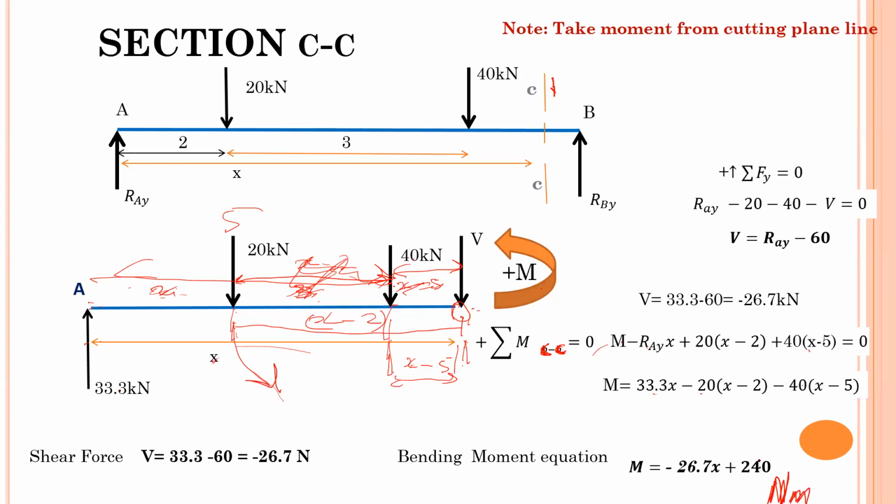Force times distance. So that's its unit. When up here it is Newton or kilonewton, depending on what you're given, then this is Newton meter. So that bending moment is at CC.